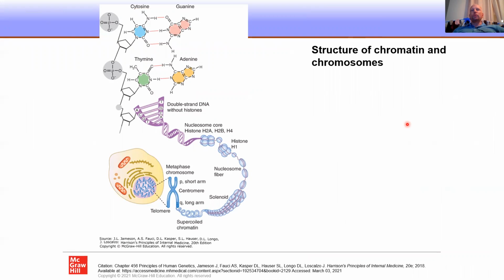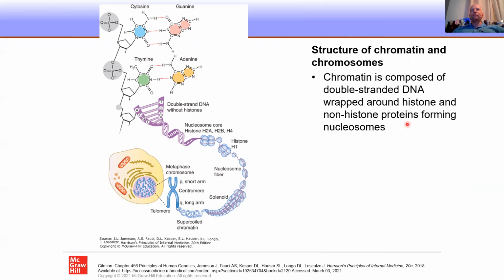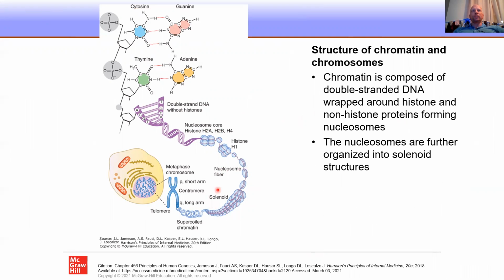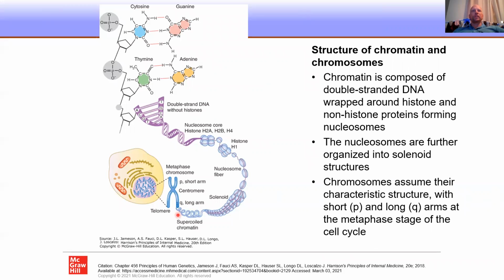So chromosomes, of course, are made from chromatin. Chromatin is a complex of double-stranded DNA, which is wrapped around histone proteins to form nucleosomes. And then nucleosomes are further organized into solenoid structures, which become supercoiled and make up our chromosomes.